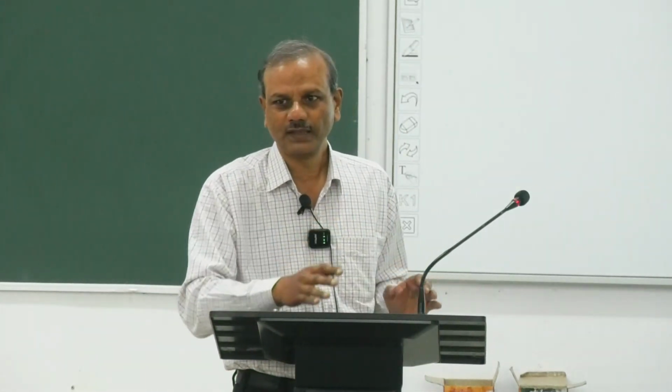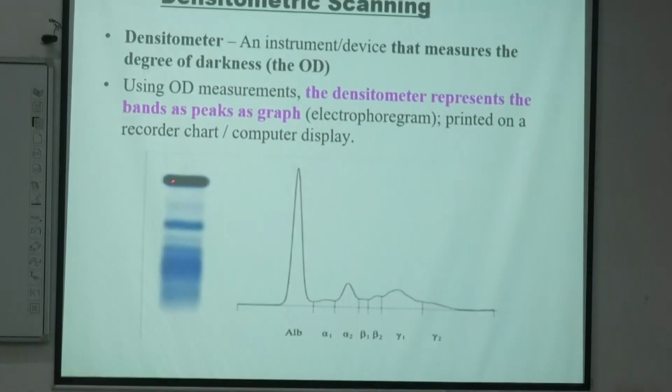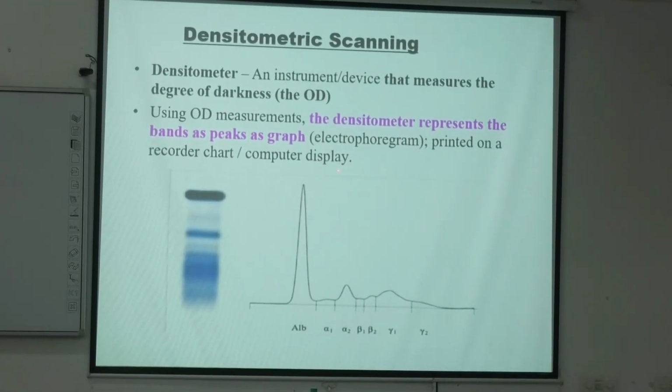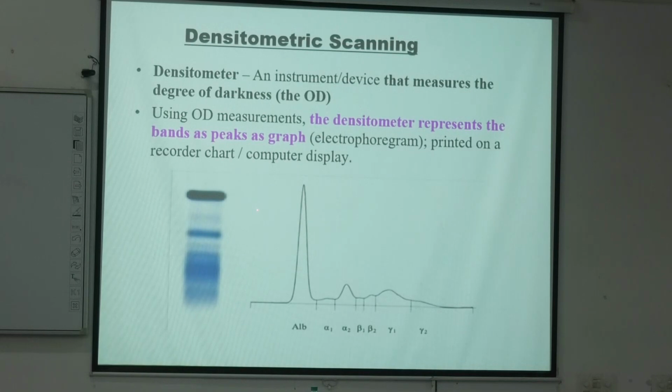See, you have measured with a colorimeter. What you have done? You have measured the intensity of the color in that instrument. Now here that has been separated. Now again this color needs to be measured, how much it is. So that is done by a similar instrument whose name is densitometer, not colorimeter. So we measure the intensity or density of the color, and that densitometer signifies the OD, what you get.